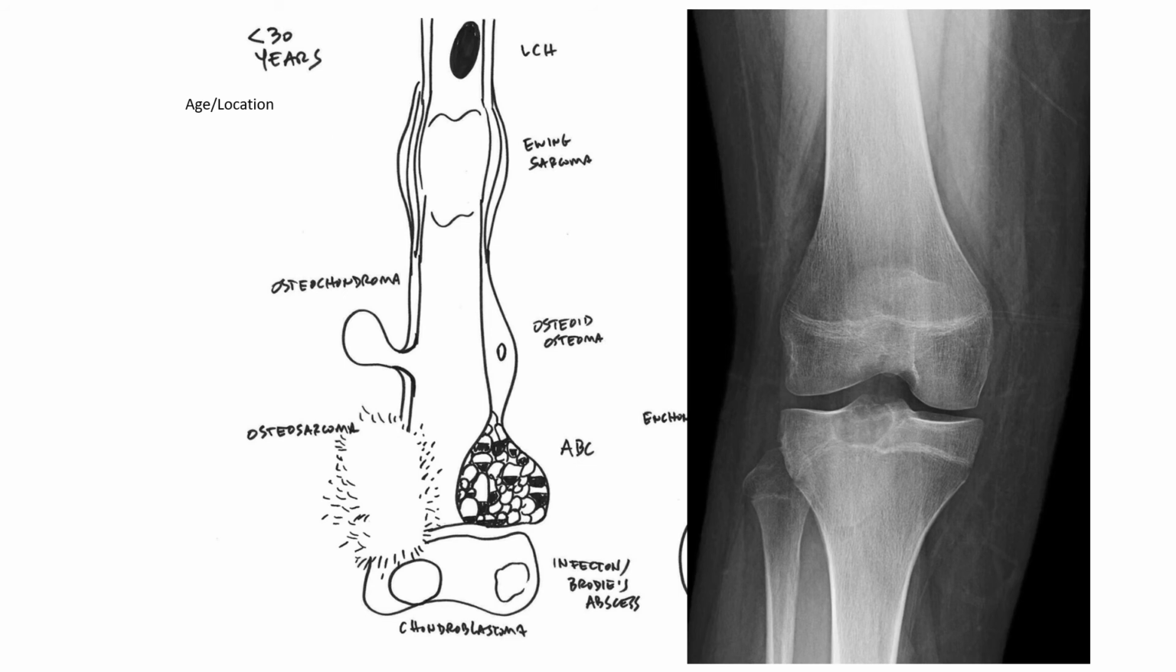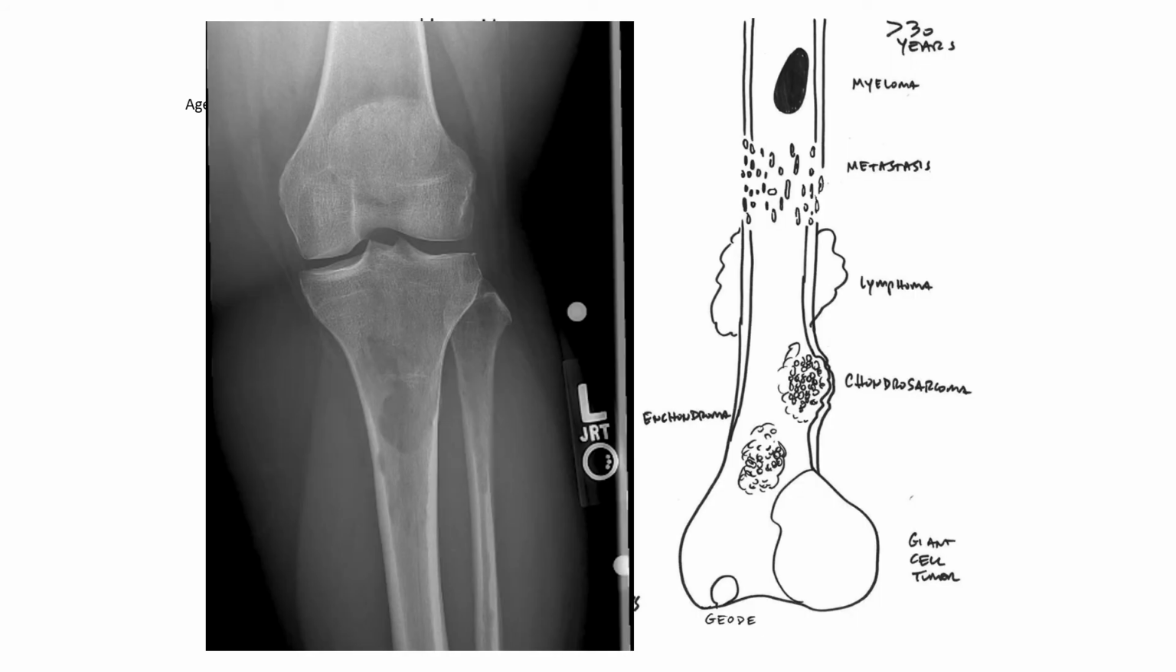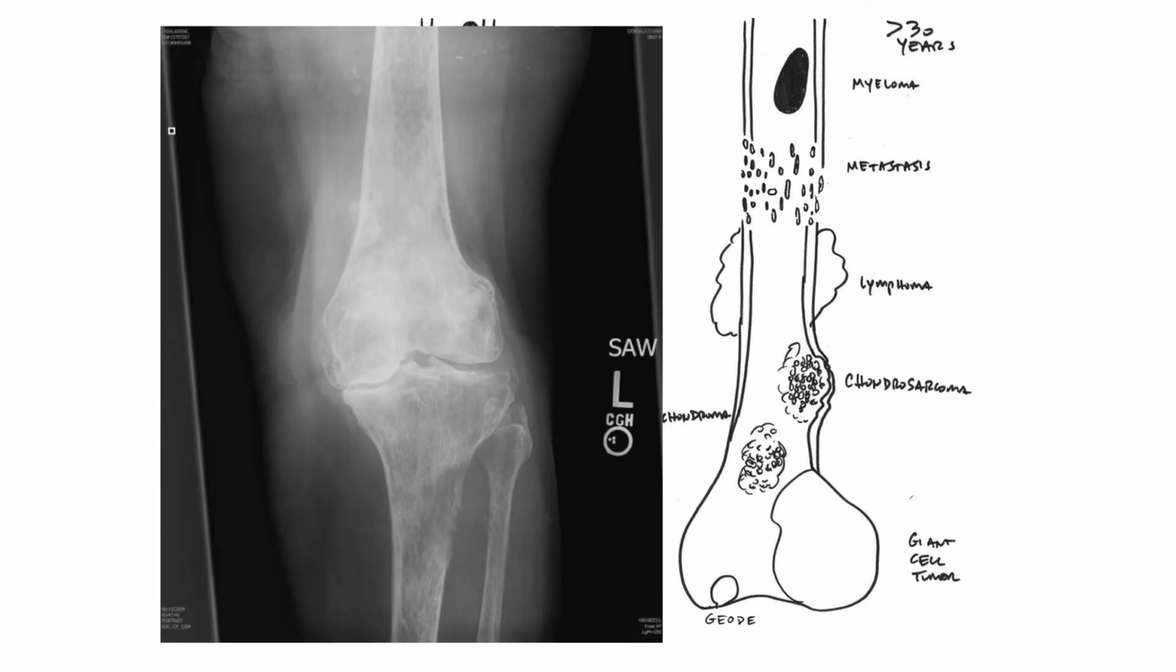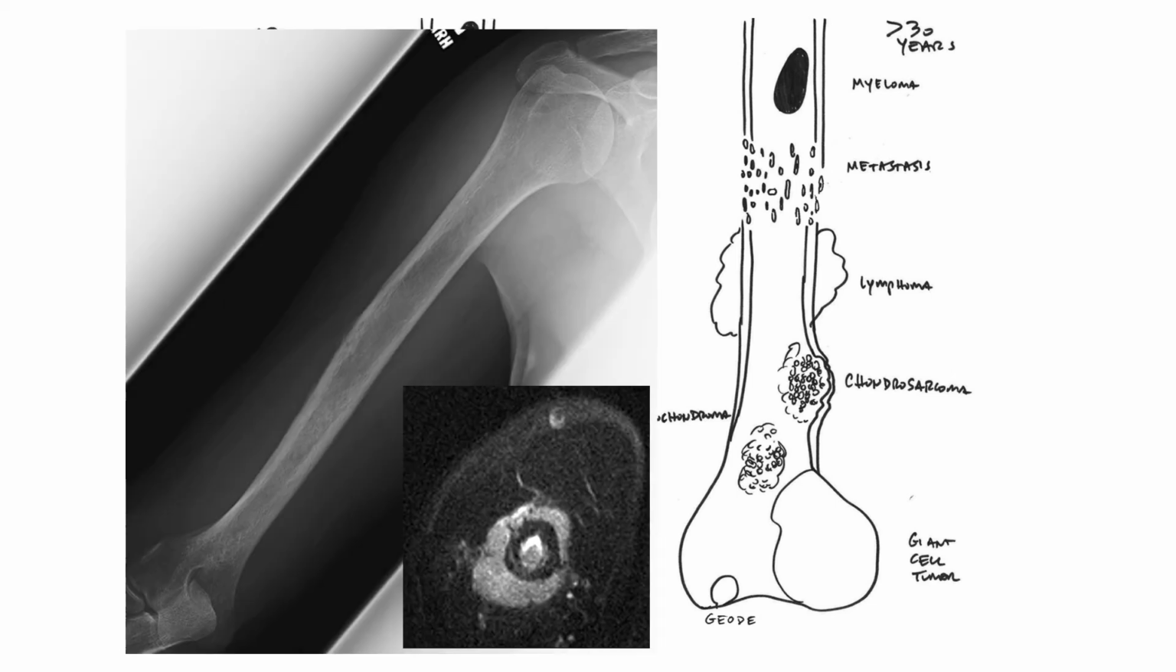This is a chondroblastoma, an epiphyseal lesion in a skeletally immature patient. The adult corollaries, the patient's greater than 30, punched out lesion, myeloma in a skeletally mature patient. The moth-eaten appearance of metastatic bone disease. We see lesions in the distal femur, proximal tibia, where it looks like a sweater that has been eaten by moths. This is a lymphoma.